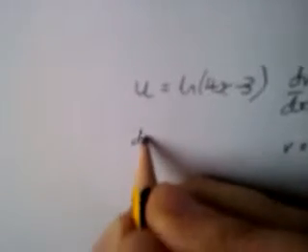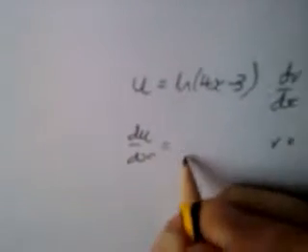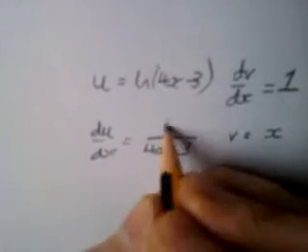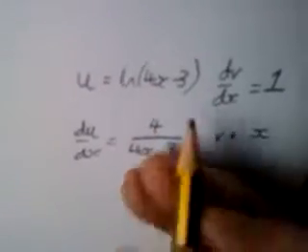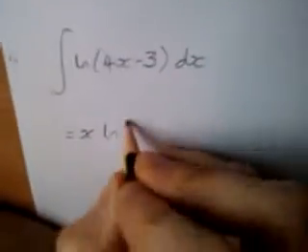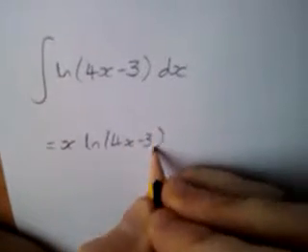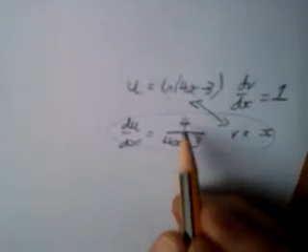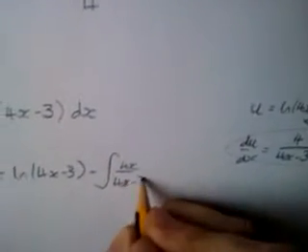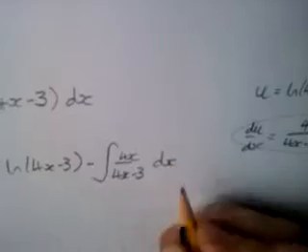If we differentiate this, well, log goes to 4x minus 3 on the bottom, but we've got to times by that 4 as well. And the by parts rule says that you do u times v, these two things times together, minus the integral of the two things that you just worked out. So this is 4x over 4x minus 3 dx.